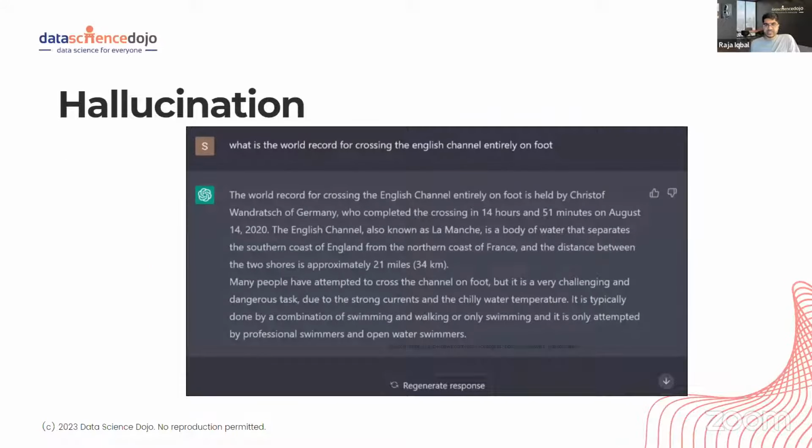Well, hallucination. There is an example. What is the world record for crossing the English Channel entirely on foot? You would say, well, why would it answer it this way? The fun thing is that you may think that these models are smart, but they're not smart in the way that we think, or perhaps they're not smart in the way that humans are. You can see that not only did it answer, it is actually hallucinating that perhaps it did happen, right? It has given a very detailed answer on this. This is an obvious example of hallucination.